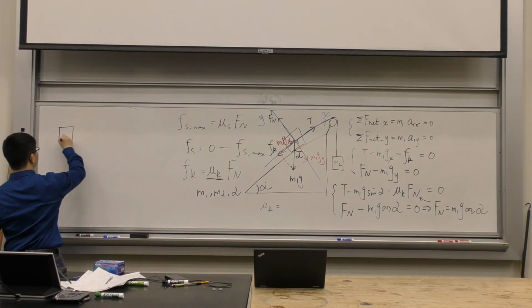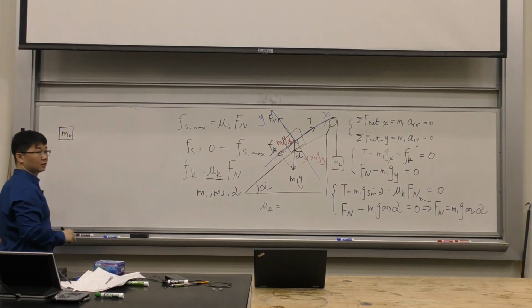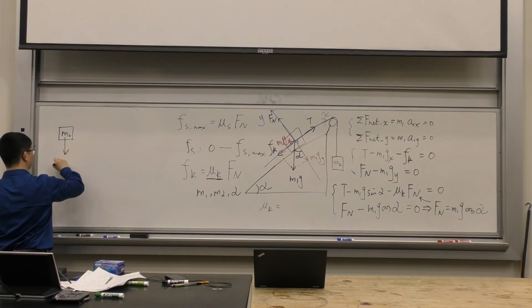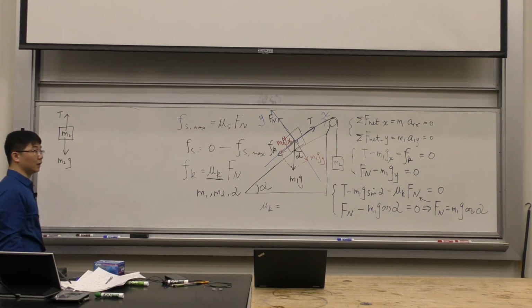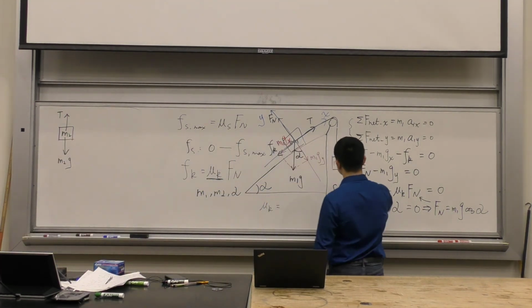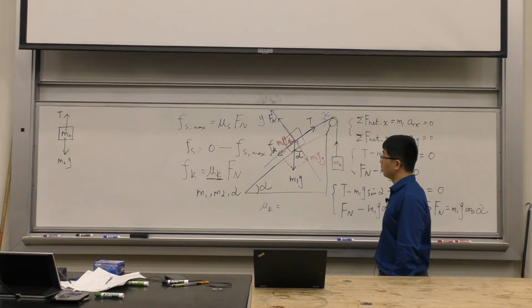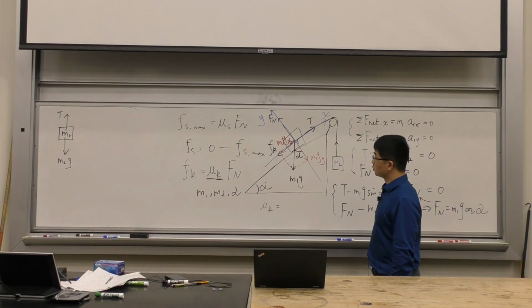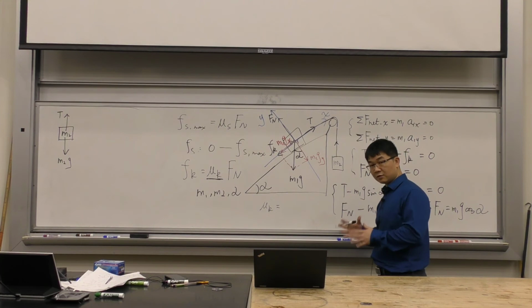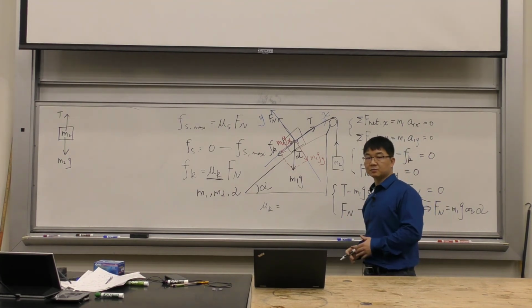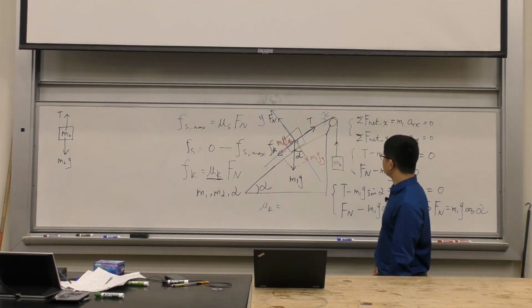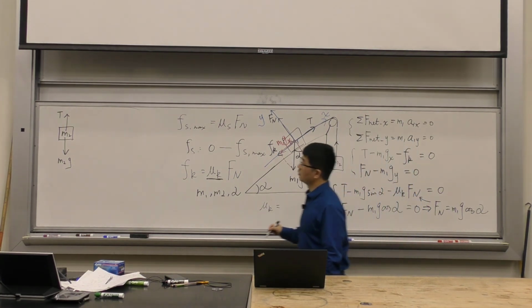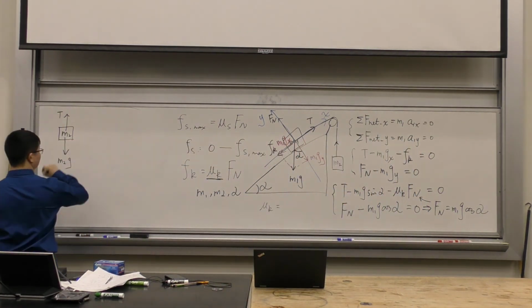Let's draw a free body diagram on m2. So I'm going to isolate m2. Gravity down, and there's a tension up. And because this is the same string, the tension is going to be the same everywhere. That's an assumption we're going to use in this class. So if it's the same string, the tension is always the same everywhere, and then you can set up Newton's second law for m2.